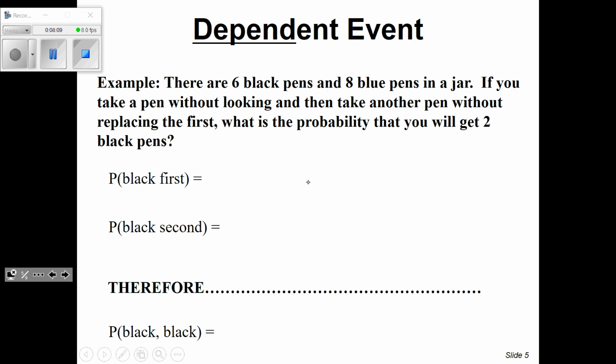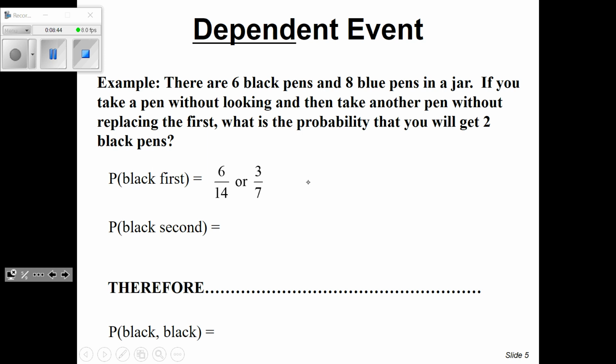All right, so let's start with drawing a black first. So the first person who goes and draws a pen has all of the pens in the jar, right? None have been taken out. So how many pens are there total? 14. And they said that we were looking for the probability of them drawing a black pen. So out of the 14, how many were black pens? 6. So the probability of drawing a black the first time, when all the pens are in there, is going to be 6 out of 14, right? Which will simplify to 3/7.